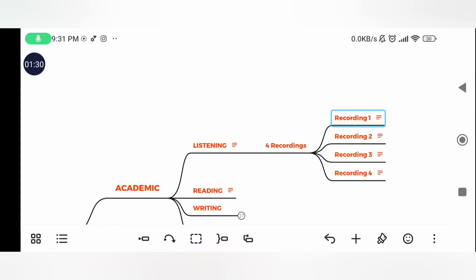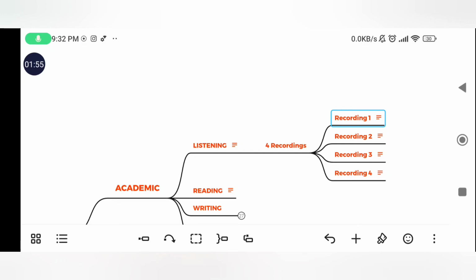Now, when recording one is complete, the examiner is going to ask you to wait for a few seconds, and then he's going to start recording two. Friends, this is the time that you have a window where you can read all the questions that are going to come in the next part of the examination, and then you can hear the recording. It becomes easier for you to identify the answers.